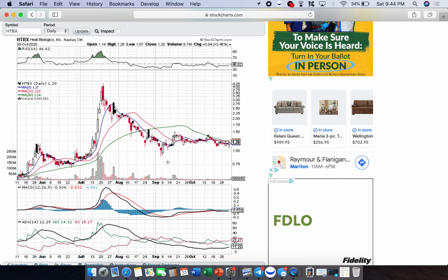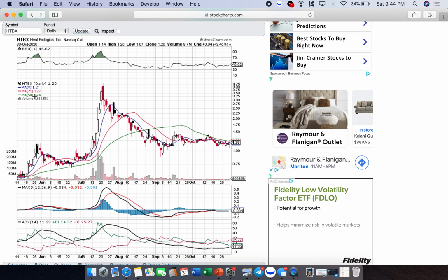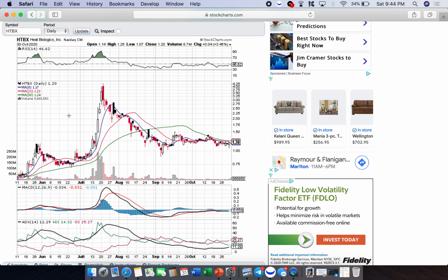So you have the 8-day moving average at 117, the 21-day moving average at 123, the 50-day moving average at 124. What this means is that in the past 8 days, the average price has been 117. The last 21 days, it's been 123. In the last 50 days, it's been 124.